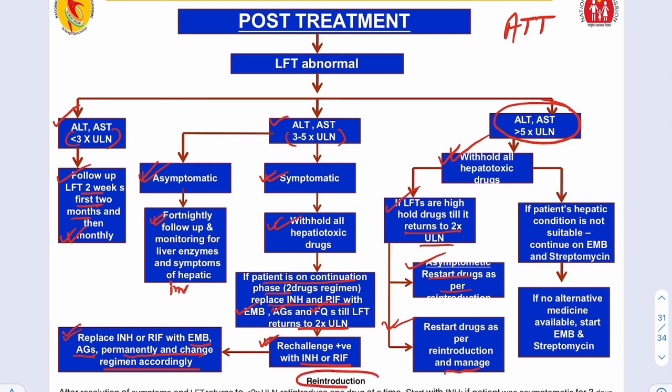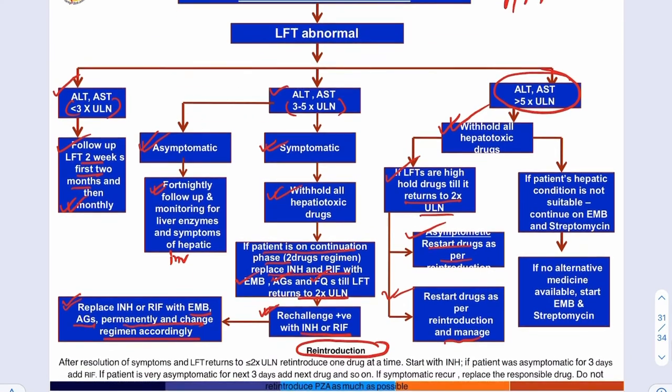Now, how do we reintroduce or re-challenge? That we need to know. So after resolution of symptoms and LFT returns to less than or equal to 2 times the upper limit of normal, we need to reintroduce one drug at a time. We need to start with isoniazid. If the patient is asymptomatic for 3 days, we need to add rifampicin. Okay, we start with isoniazid, then we add on rifampicin if the patient is asymptomatic for 3 days after starting isoniazid. If the patient is asymptomatic for the next 3 days after starting rifampicin, then add the next drug and so on. Okay, if symptoms recur, replace the responsible drug.